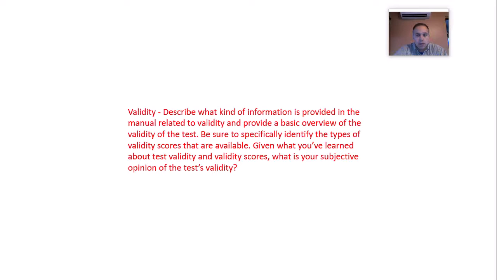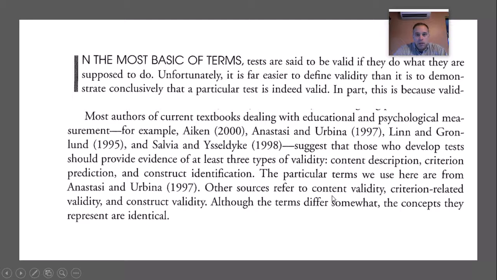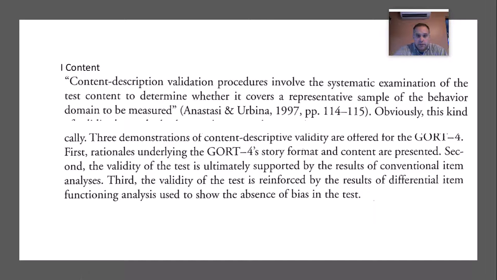Regarding validity, type of information, types of scores, subjective opinion of the test's validity. So according to the GORT-4, tests are said to be valid if they do what they are supposed to do. And 3 types of evidence of validity are content description, criterion prediction, and construct identification. So for content, it involves procedures involving the systematic examination of the test content to determine whether it covers a representative sample of what is to be measured.